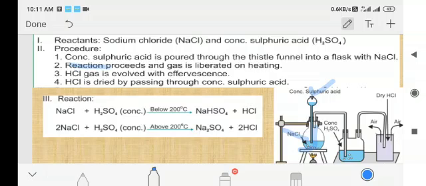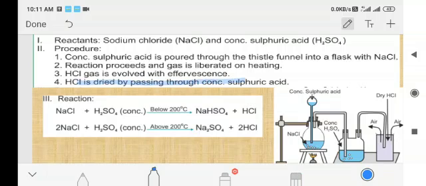Then the reaction takes place and gas is liberated on heating. We are supplying heat energy from here, please see that also. HCl gas is produced, and it passes through this delivery tube, which is immersed in a wash bottle containing concentrated sulfuric acid. Okay, and that concentrated sulfuric acid is considered a drying agent.